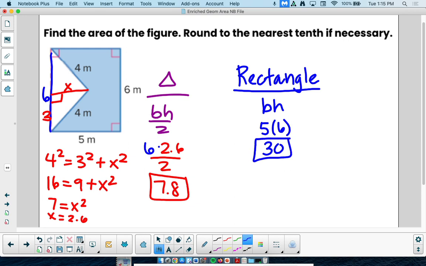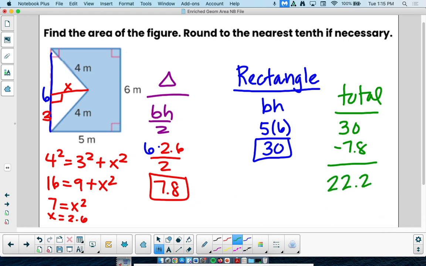But now what do we do with those two areas? 30 minus 7. Subtract. So I'm just going to say total. We take 30 minus 7.8. So that's it? That's it. So not super hard, but just kind of takes maybe a little bit longer than a normal problem because it's like 3 problems in one.